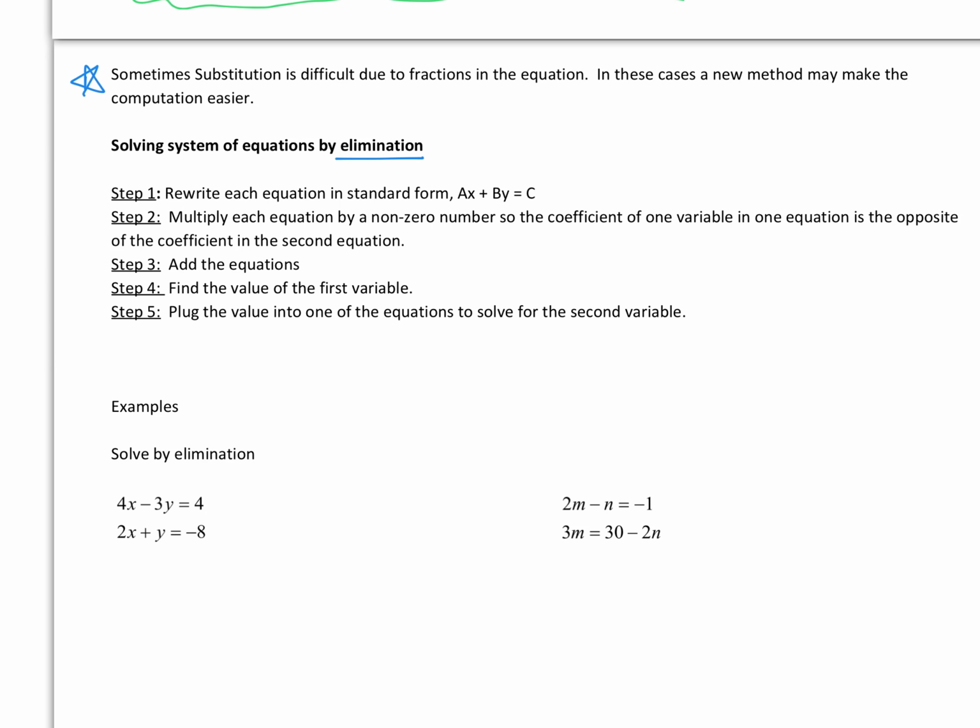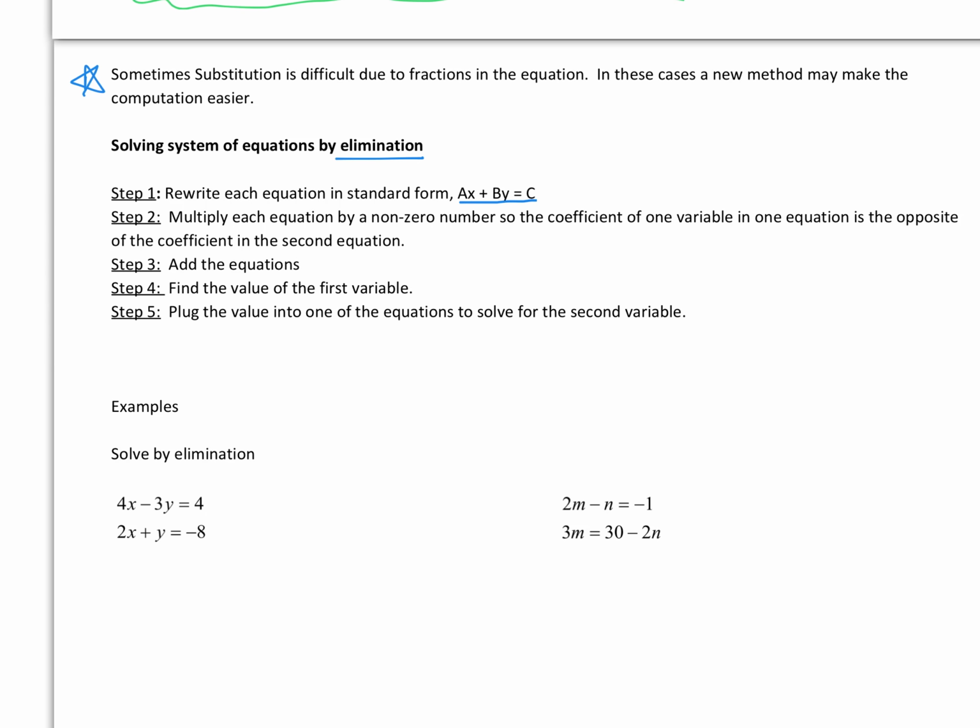With step 1, we're going to make sure to write every equation in standard form. In other words, the x term, then the y term, and then equals our constant. In step 2, we're going to multiply an equation by a non-zero number, so any number that's non-zero, so that the coefficient of one of the variables in one of the equations is opposite of the coefficient in the second equation. And you'll see what we mean when we get into the examples.